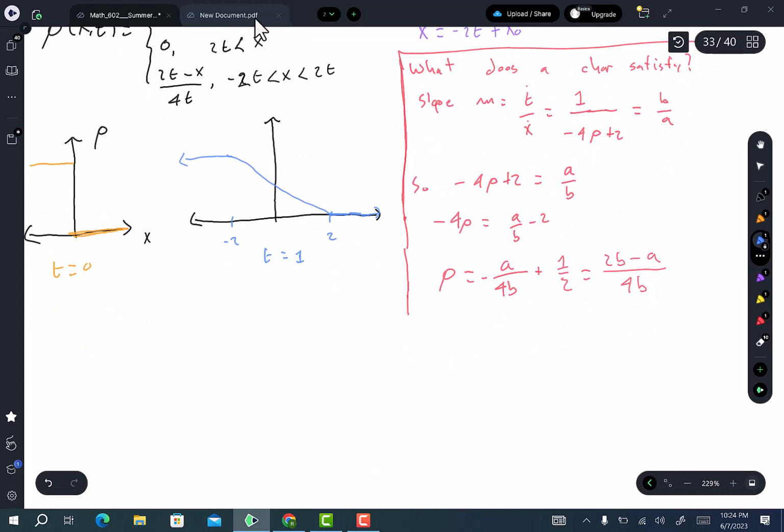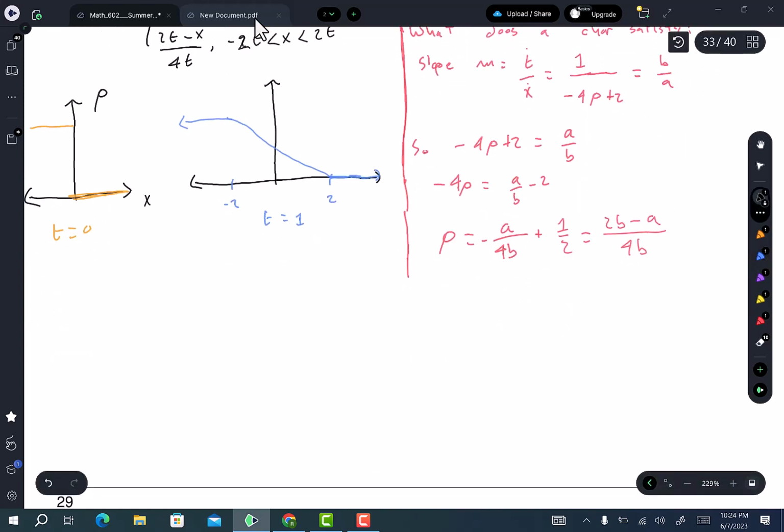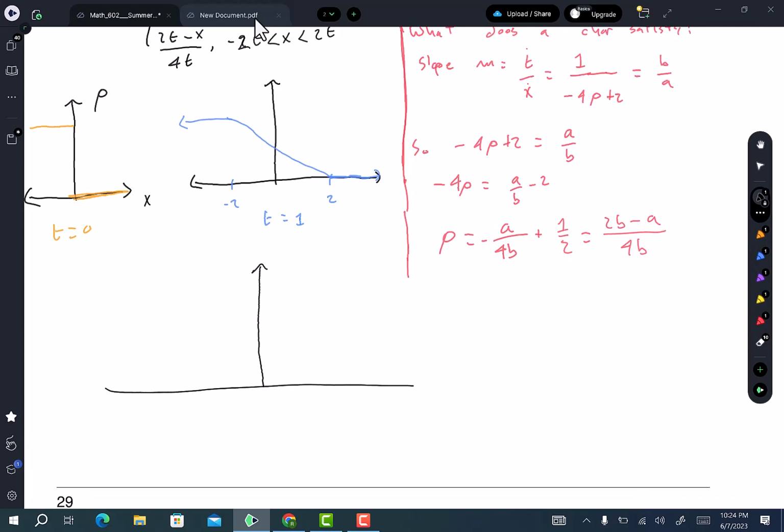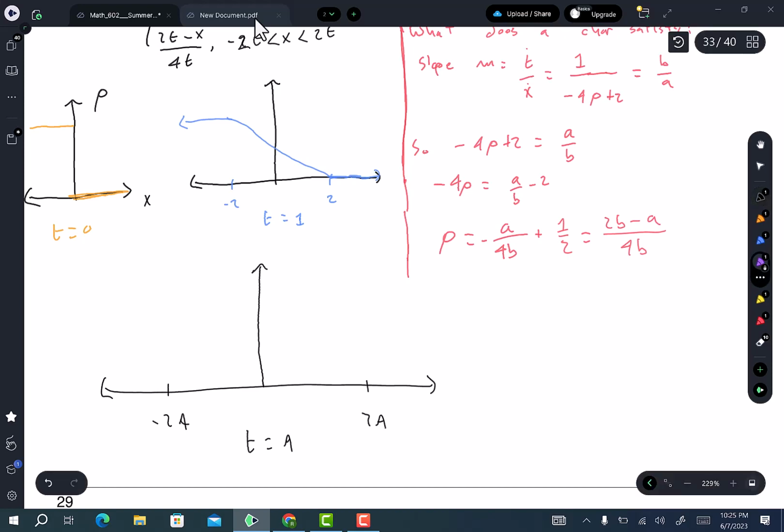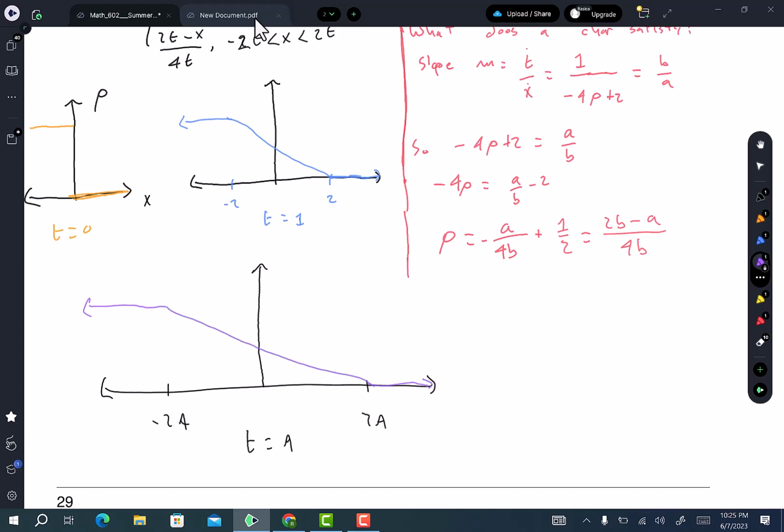And then in general, for a different value of t, let's say t is equal to a, this is going to be minus 2a, this is 2a. We're going to have 1, maximum density here, 0 density here, and then just the linear interpolation between those two.